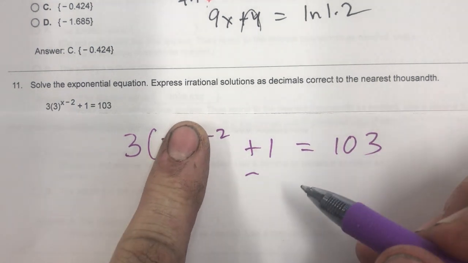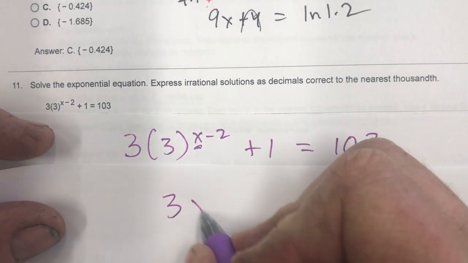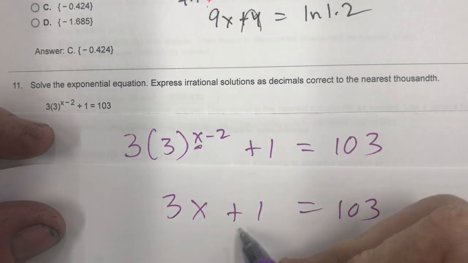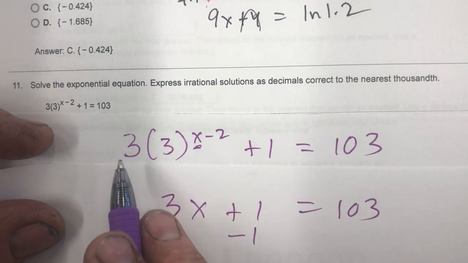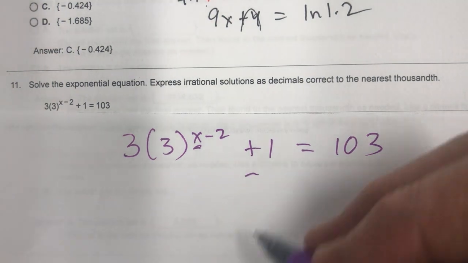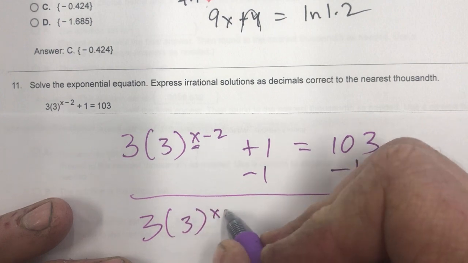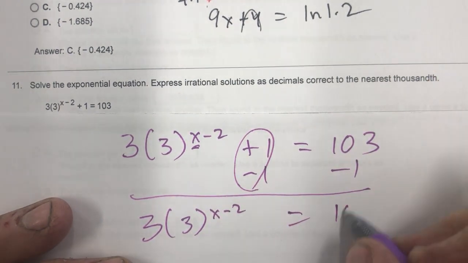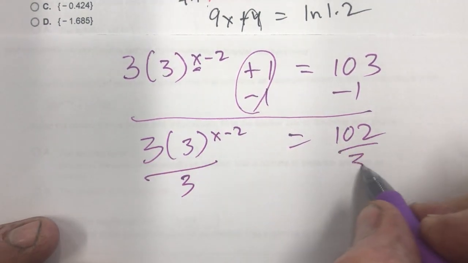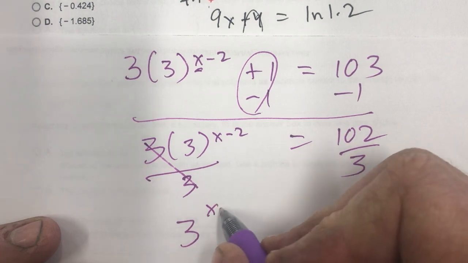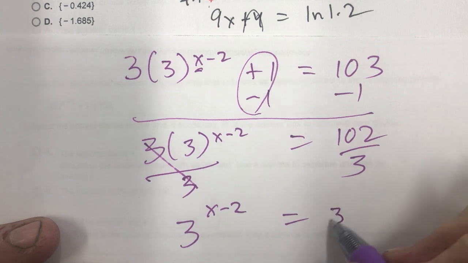If I had 3x plus 1 equals 103, the first thing I would do is minus 1. Let's just pretend that's an x right there. We got 3x plus 1. I got to get rid of that 1, so minus 1 on both sides. So I got 3 to the x minus 2 power, that goes away, and that's 102. Okay? And now I can divide by my 3, make this cancel off. And that will divide, so I'll go ahead and do it there. It's going to be 34.